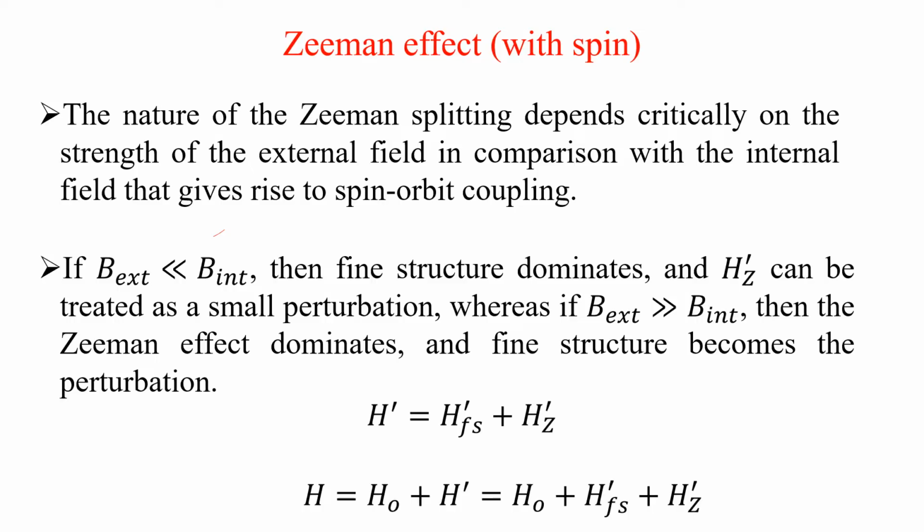So already we have seen H prime, that is the perturbation. The total perturbation is the sum of the Zeeman Hamiltonian perturbation plus the fine structure perturbation. So the total Hamiltonian is H equal to H naught plus H prime. H prime, we have seen, is equal to H_FS prime plus H_Z prime. Here H_FS prime is the perturbation due to fine structure, and H_Z prime is the perturbation due to the Zeeman effect.